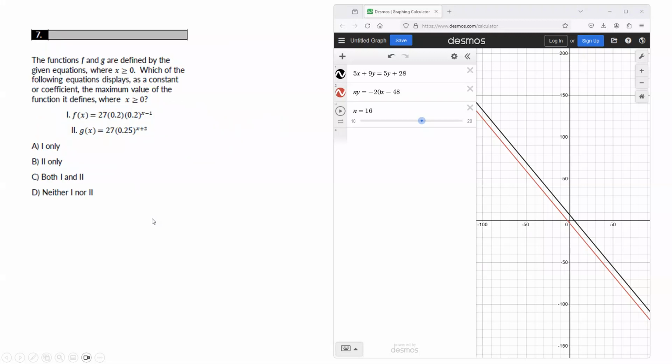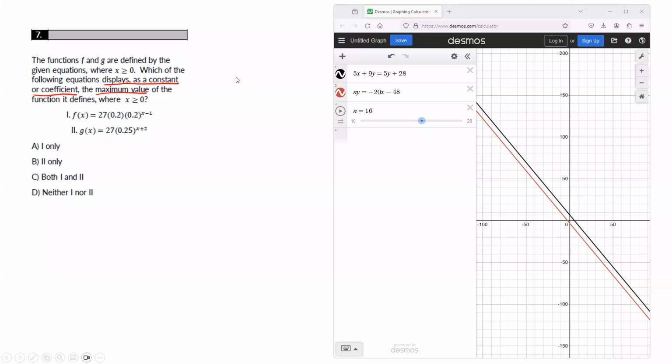All right, let's look at number 7. The functions f and g, I see, are defined below. X is greater than or equal to 0. Which of the following equations displays as a constant or coefficient? Oh, these words confuse everybody, but once you see what they mean, it's so easy. But you have to see what they mean, that you can see the number in black and white as one of the numbers in the equation. So in this case, the number you're looking for is the maximum.